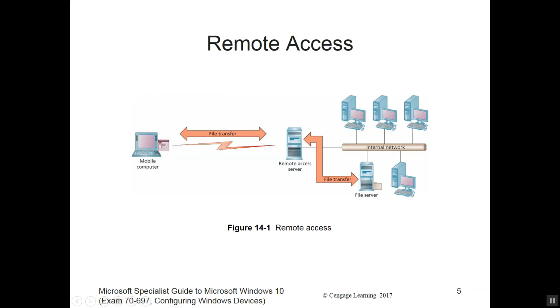And here's a graphic of that setup. So we've got our mobile computer, file transferred to the remote access server, and then we've got file transferred to a file server, and the rest of the internal network's connected to that file server. So you're connecting through this remote access server. That's your proxy to the internal network.